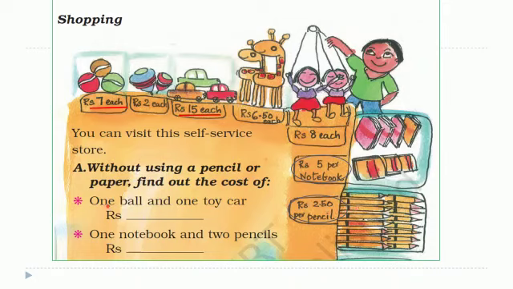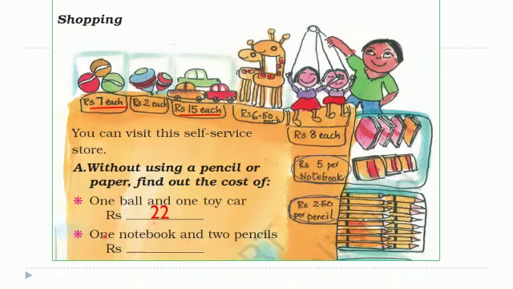Now here they are asking what is the cost of one ball and one toy car. Means what we have to do? We have to add 7 and 15 because one ball costs rupees 7 and one car costs rupees 15. So I have underlined both of them, you see, in red color. So you have to add 15 plus 7. So just take 7 fingers and count after 15. What will you get? 16, 17, 18, 19, 20, 21 and 22. So the cost is rupees 22.